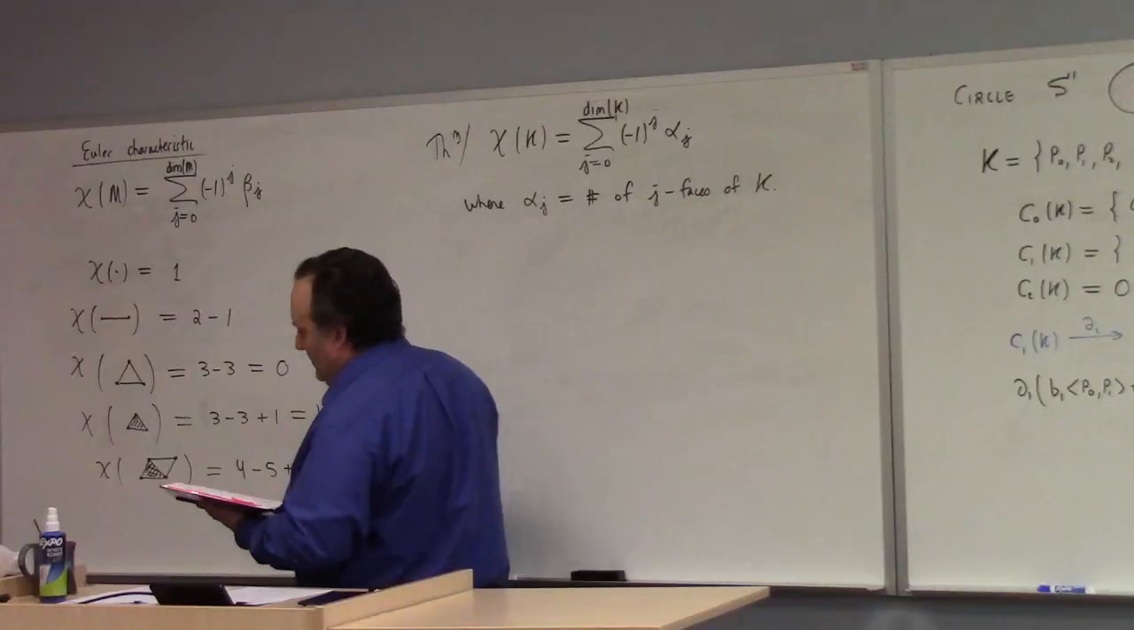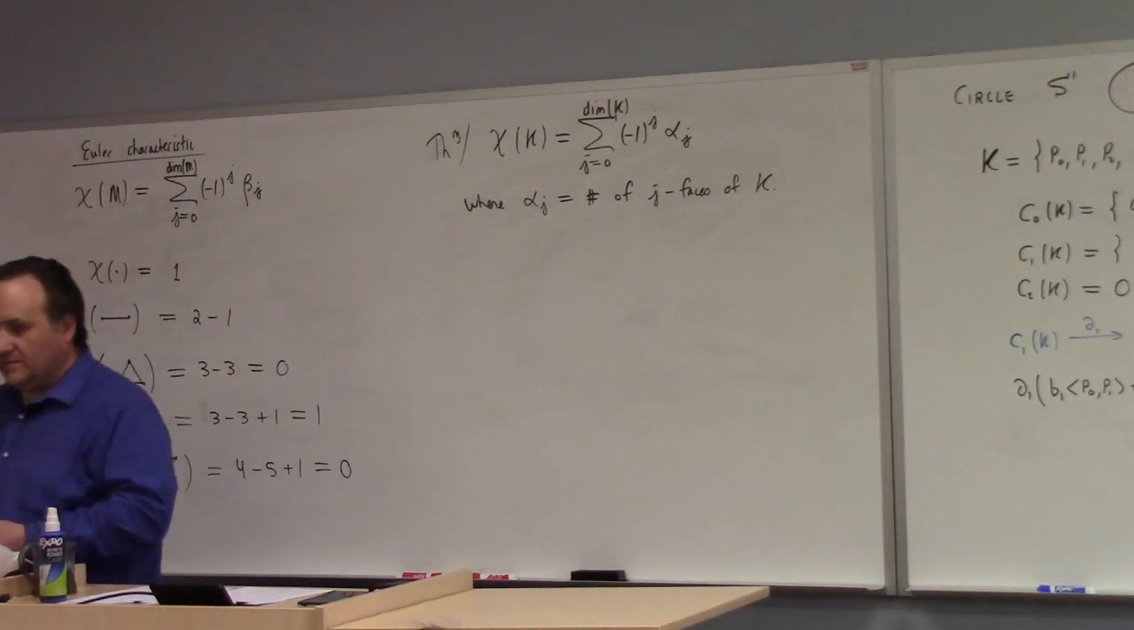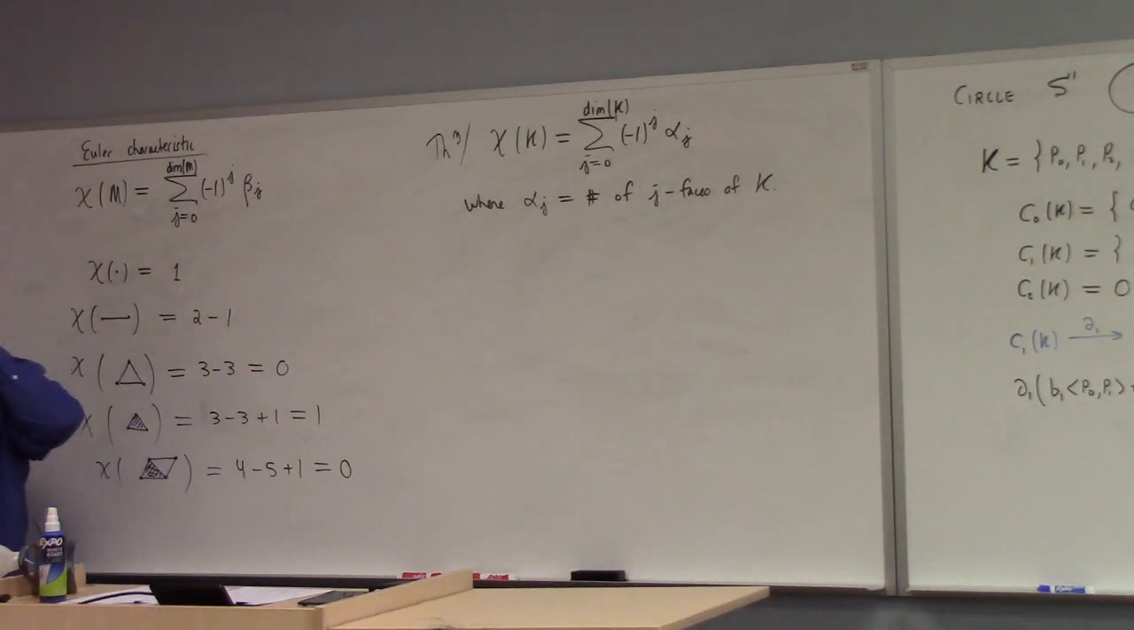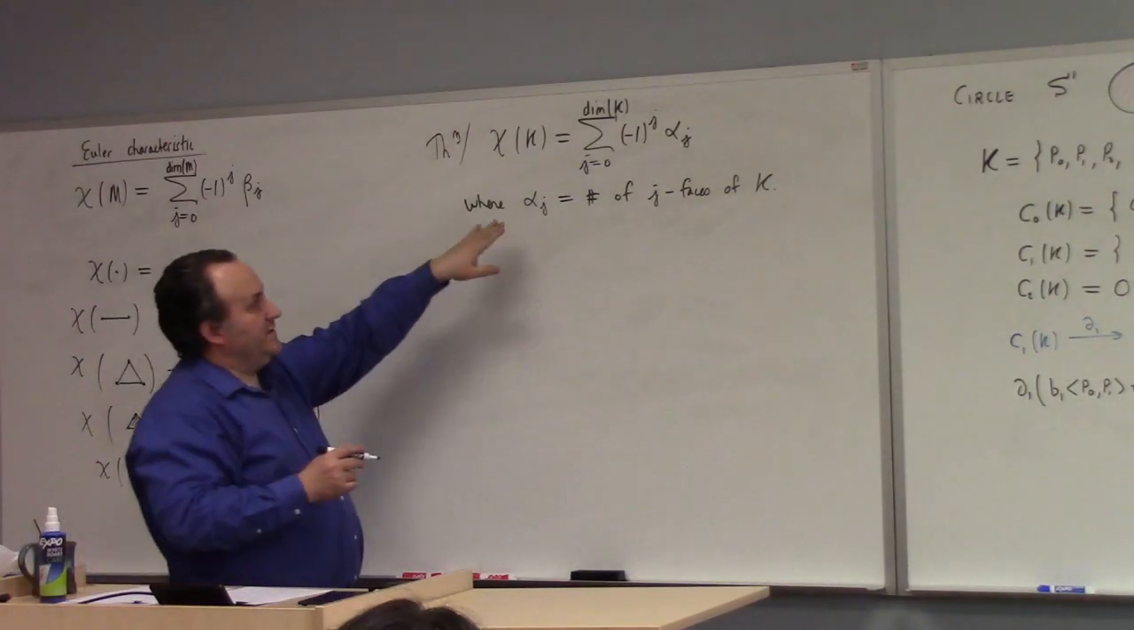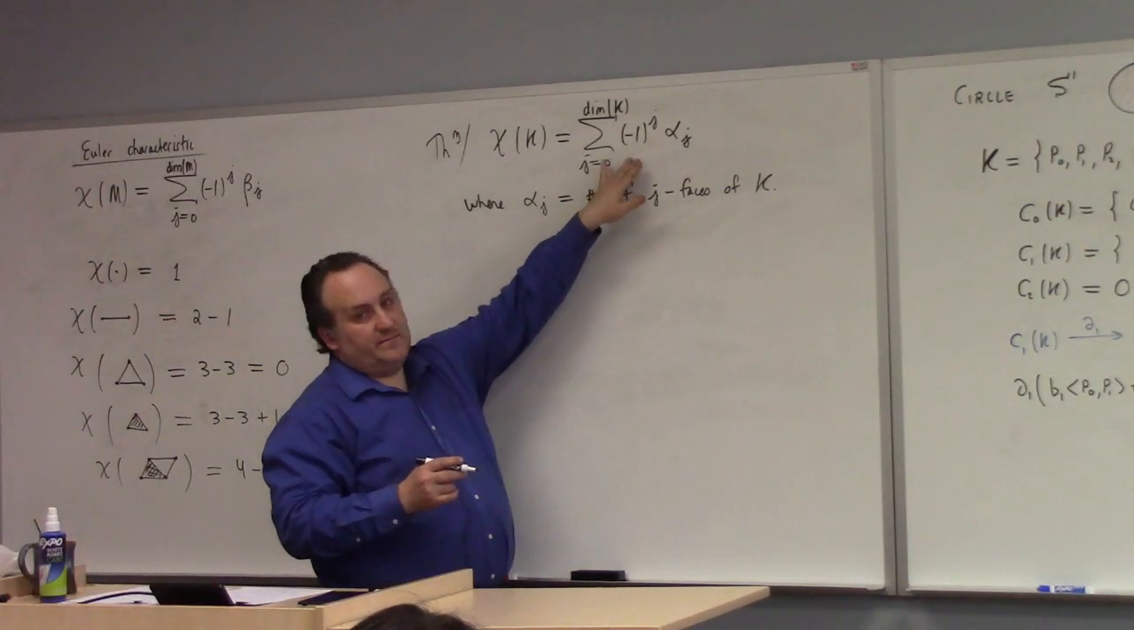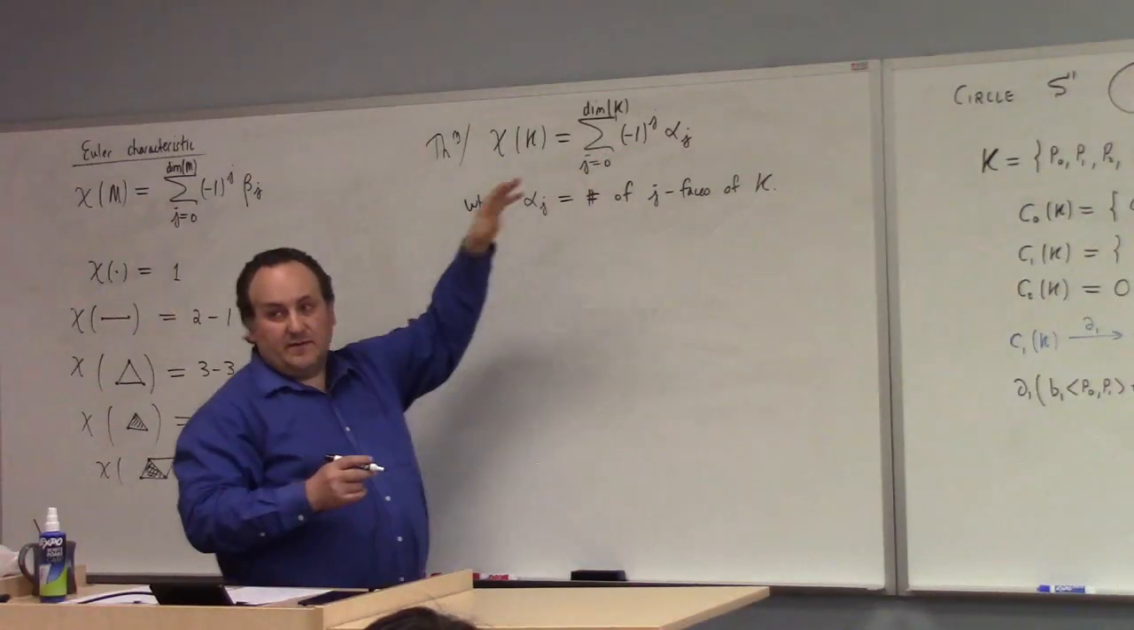All right, okay, fine. Those are different concepts, right? Betti number versus number of J faces. These are not obviously the same thing. But this is a theorem that says that the alternating sum of Betti numbers is equal to this alternating sum of the number of J faces.